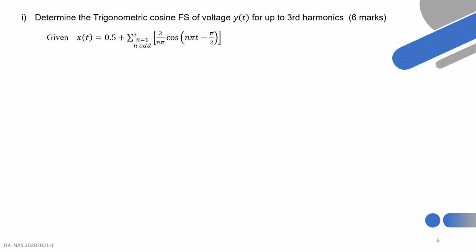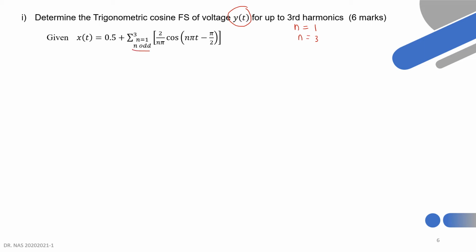Okay, so next you need to determine the first question: the trigonometric cosine Fourier series of the output signal y(t) for up to third harmonics. As mentioned earlier, you just need to consider n equal to 1 and n equal to 3 in this case, because n is only valid for odd numbers.